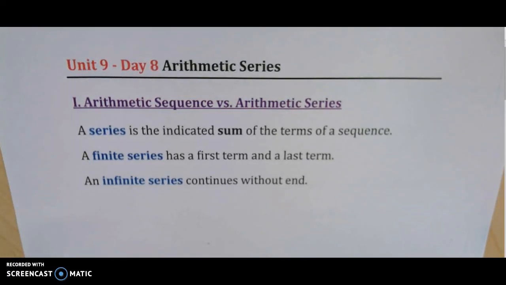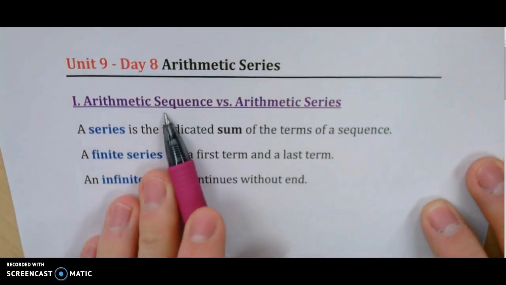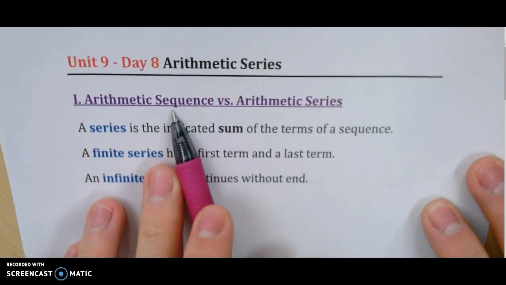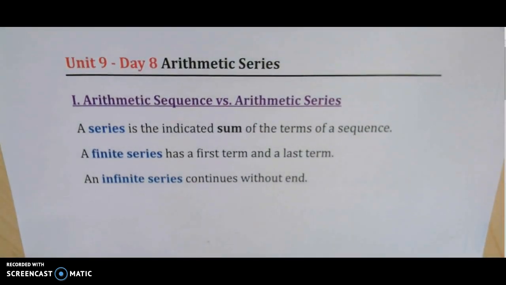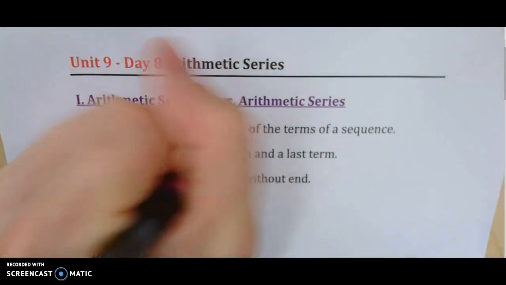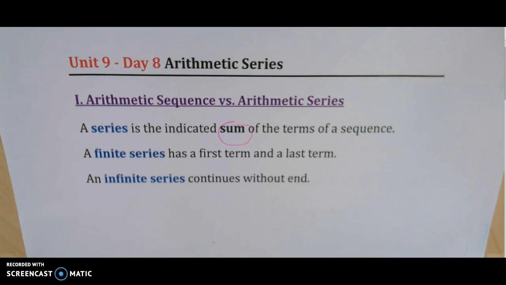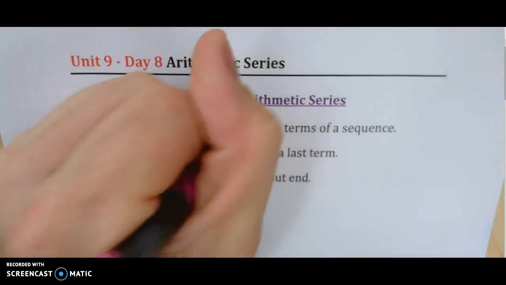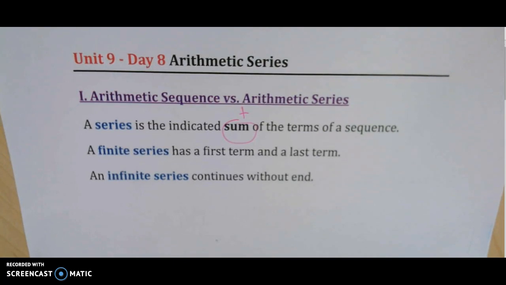Today we're going to be talking about arithmetic series. So we've already discussed sequences. A sequence is just a list of numbers that have some sort of discernible pattern, hopefully. A series is when we're going to take the sum of those terms. So a series is when we are going to be adding up all of the individual terms of a sequence.